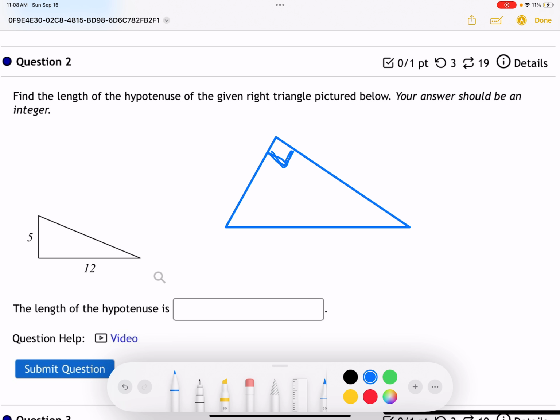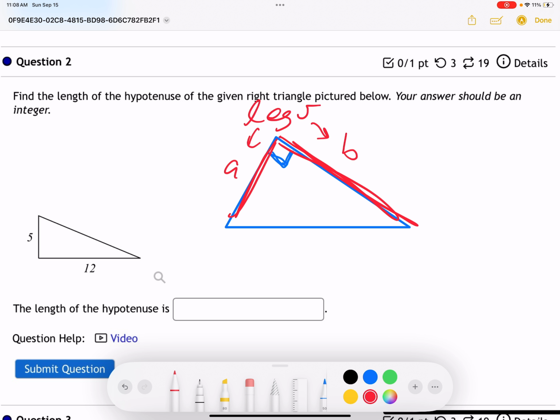So when we have a right triangle, meaning it has a right angle in it, its legs are the two sides that I'm highlighting in red here that make up the right angle. And we call those A and B. Those are the legs of the right triangle.